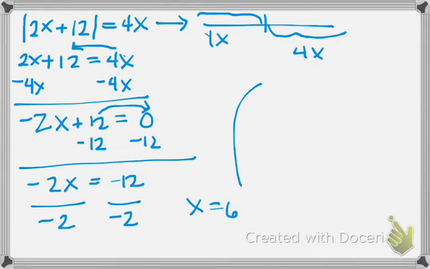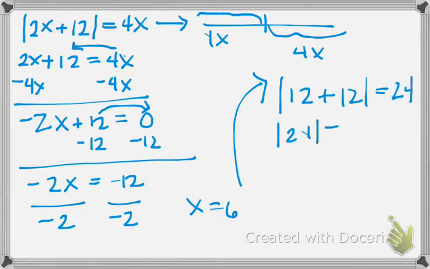We need to check this. So let's do that really quickly. 2 times x would be 12, plus 12 equals 4 times x, or 24. The absolute value of 24 equals 24, and the absolute value of 24 is 24. So we do have a true statement.